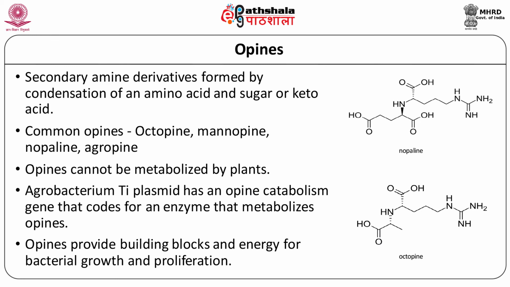Opines are secondary amine derivatives synthesized from amino acids and sugars. More than 30 opines have been identified in agrobacterial strains, of which octopine, manopine, nopaline and agropine are most common. One of the genes transferred to plant cells is the opine synthase gene. It is expressed in the plant cell and uses plant amino acids and sugars or keto acids as precursors to synthesize these complex amines that cannot be metabolized by plants. The opines are metabolized by Agrobacterium for growth and proliferation.